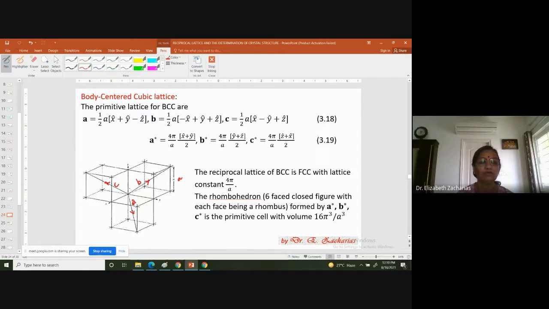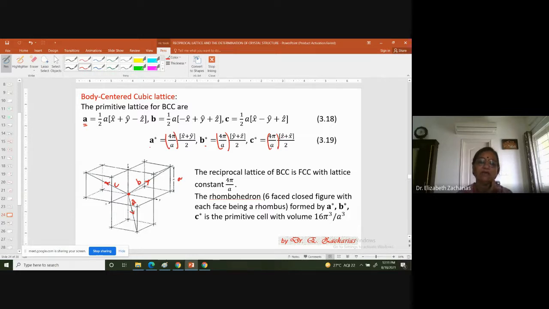This you have studied in the second class or third class. You can do this by connecting a corner lattice point to the nearest three body centers. Then you can see that A vector is half of x cap plus y cap minus z cap. Similarly, B and C. This is the geometry. And applying that equation 3.16, you can get A star, B star, and C star. You're going to find that 4 pi by A is a factor that is going to repeat itself.